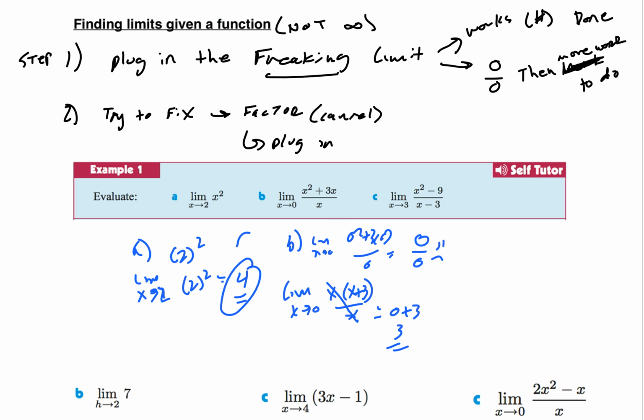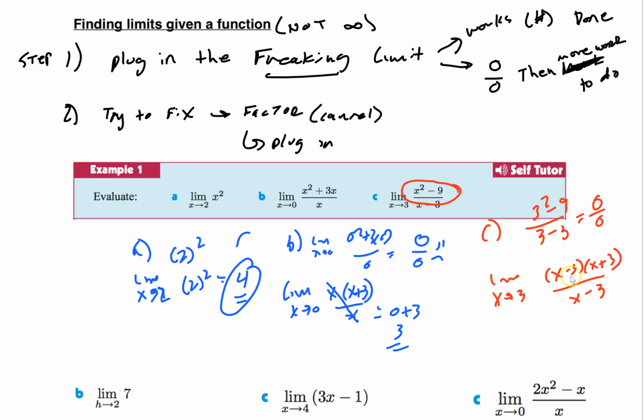All right, let's look at C over here. Same idea. Step 1, plug in the limit. So I'm going to get 3 squared minus 9 over 3 minus 3. Again, I get 0 over 0. So that means you have work to do. We have to factor. So limit as x approaches 3. Hey, the top's the difference of two squares. Don't we love algebra? That's x minus 3, x plus 3 over x minus 3. These cancel. And now you can plug your 3 in. We get 6.